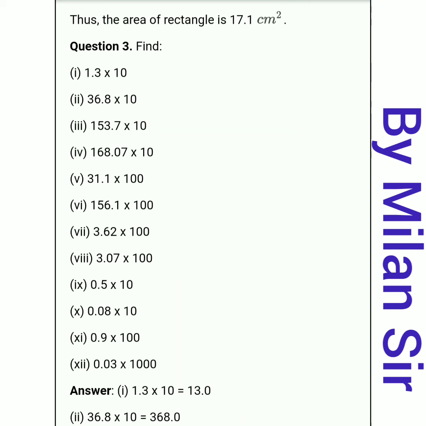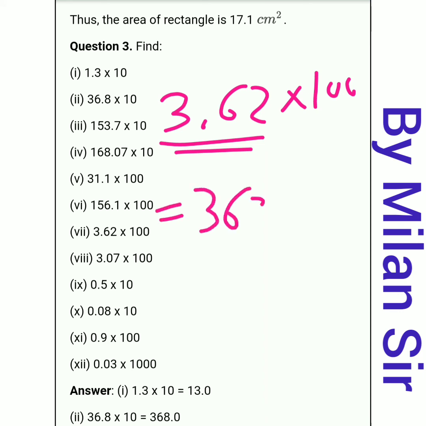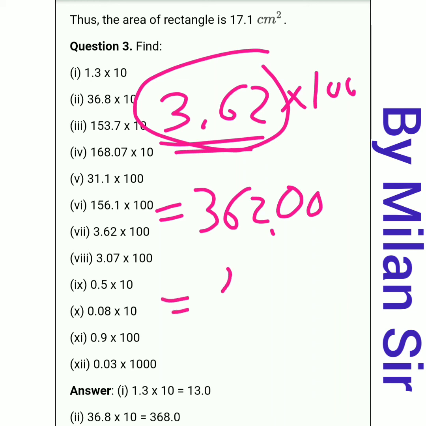Then question number 7: 3.62 multiply 100. First of all ignore the decimal point here, so it is 362 multiply 100, so 00 we need to put. Now here before two digits we have the decimal point, so same thing we need to do in the answer, before two digits we need to put the decimal point, so 362.00, that means 362 only.